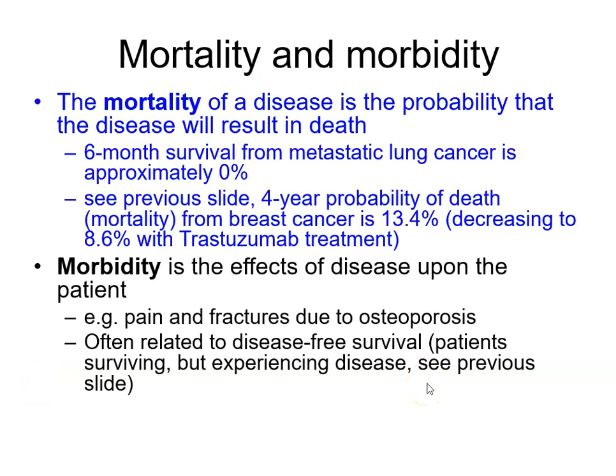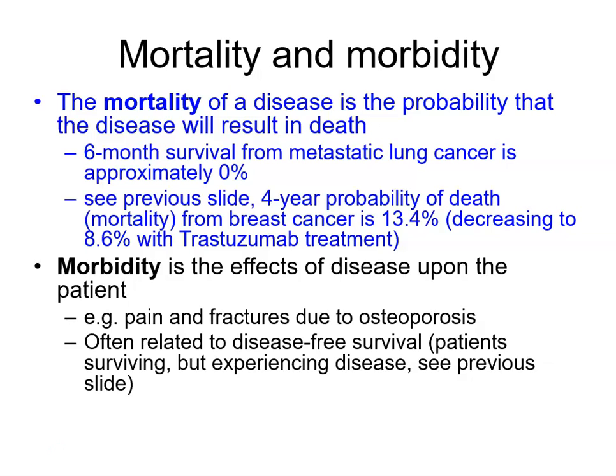Morbidity is the effects of disease upon the patient, and depending on what disease we're dealing with, monitoring morbidity can be lots of different things, from pain and symptoms to fractures if it was something like osteoporosis. In cancer, we often use the standard model of disease recurrence. If the patients have had surgery and are disease-free, and then you get tumour recurrence, either at the initial site or a distant site, we'd call that disease recurrence-free survival.